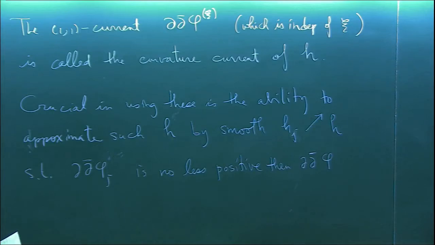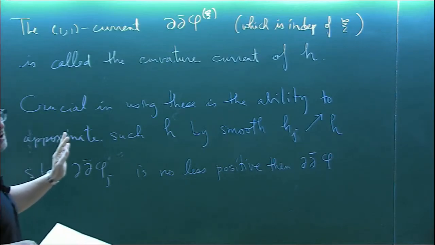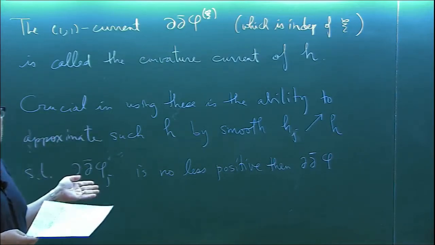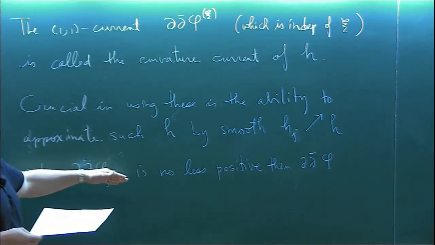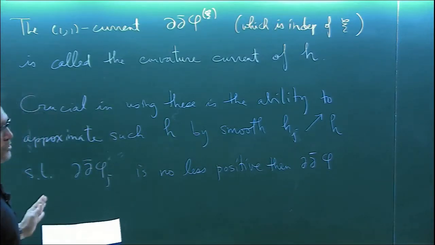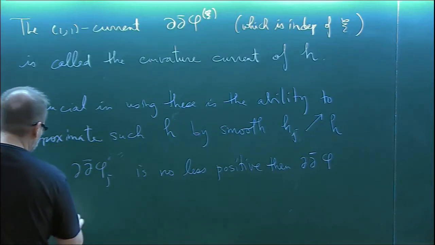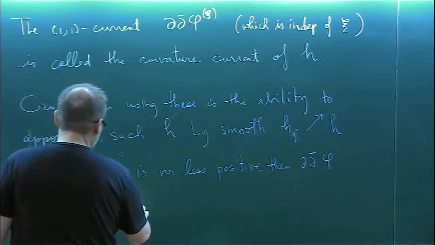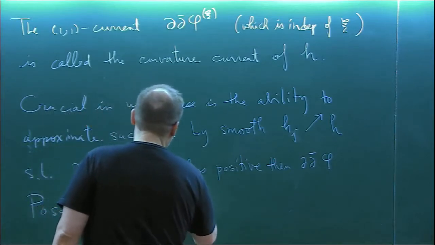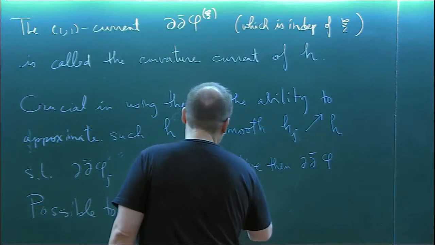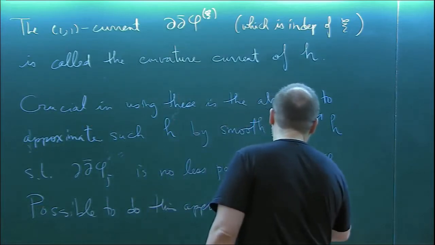So, okay, that's the principle, and the thing is that you cannot always do this approximation, and that's a serious problem in complex geometry, for example, of Kähler manifolds. So on a compact Kähler manifold, you cannot do this. But one non-trivial, rather deep fact is that it is possible to do this approximation on Stein manifolds.